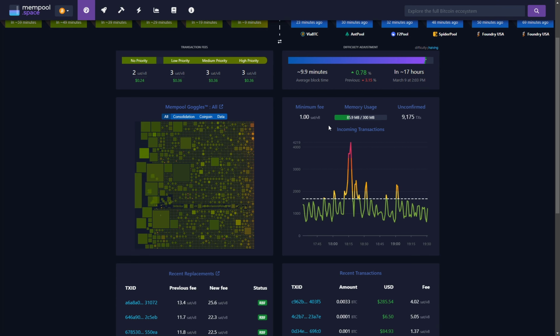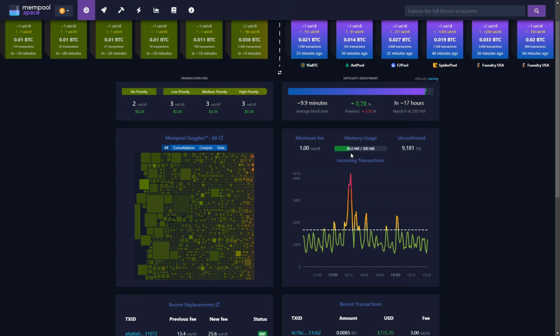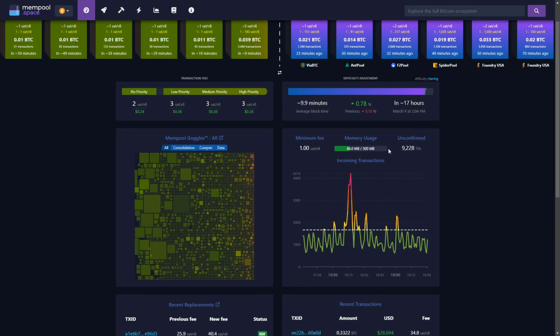So if you have a low fee transaction, if you're paying a low fee, your transactions will be kicked out of users' mempools if this memory usage goes all the way up to 300 megabytes. So right now it's not even 1/3 full. But if it did go all the way up to 300 megabytes, the lowest fee transactions would be kicked out of the mempool.